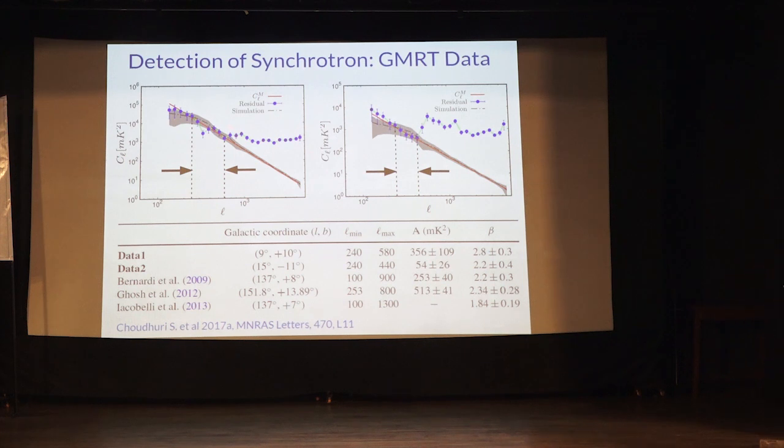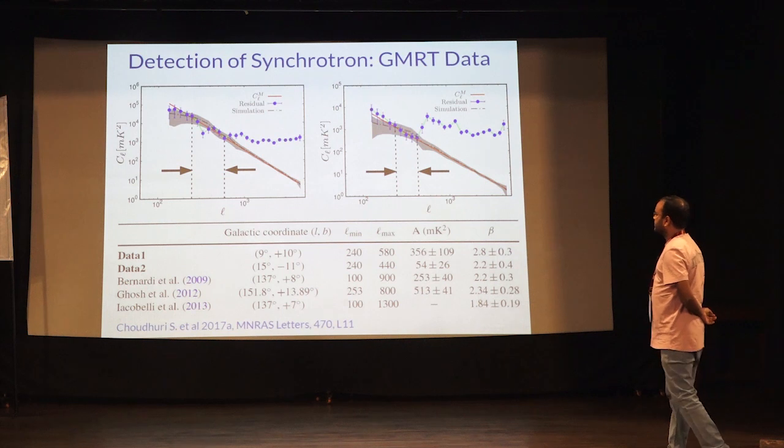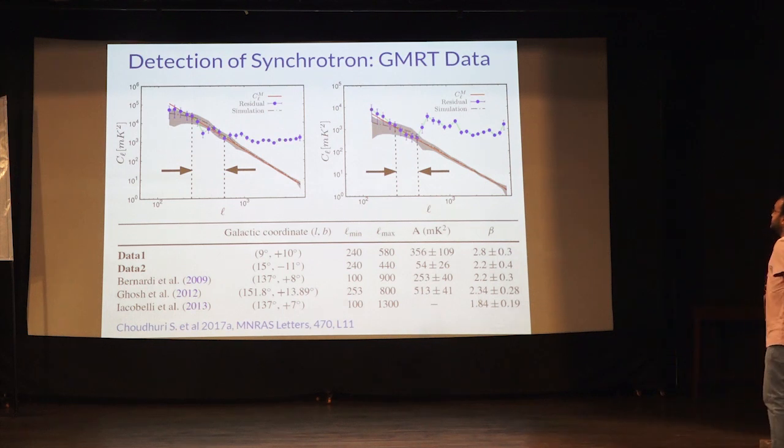But in some parts we are able to recover the galactic synchrotron emission. So this is the power law of the angular power spectrum of the galactic synchrotron. This is one of the results of applying the TGE, the tapered gridded estimator, to the GMRT data.